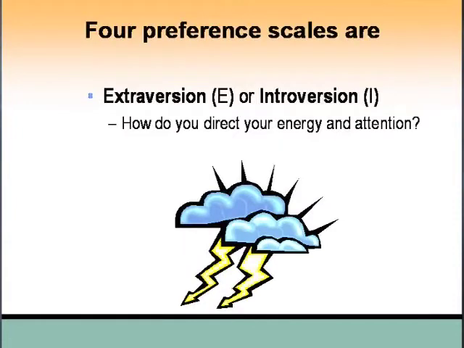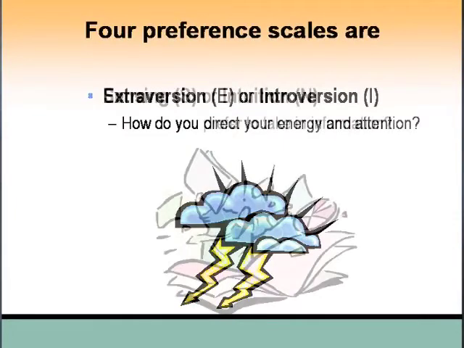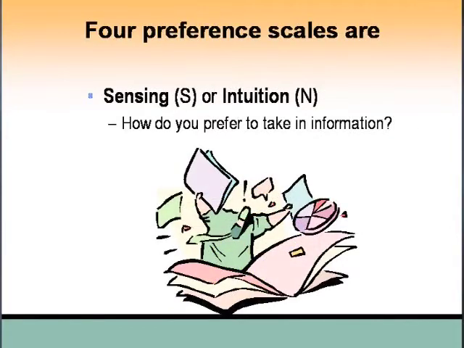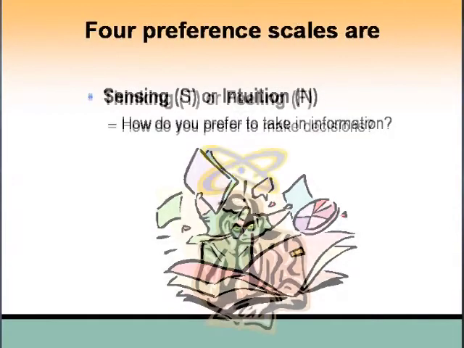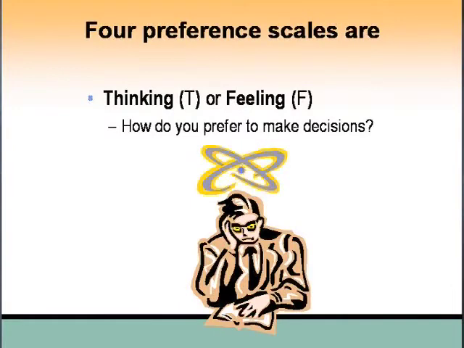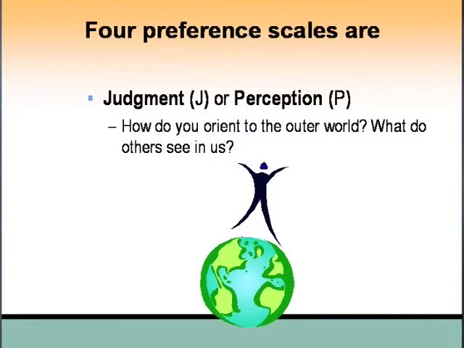The extroversion or introversion scale is how you get your energy, how you direct your energy. The sensing and intuition scale is how you prefer to take in information. Thinking and feeling refers to how you make decisions. And then the judging or perception scale is how you orient yourself to the outer world. In other words, what do people see in you? And we'll go through right now and talk about each of the scales as we go through the presentation.